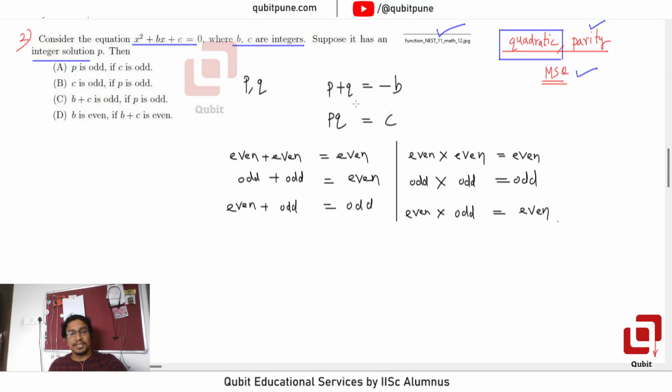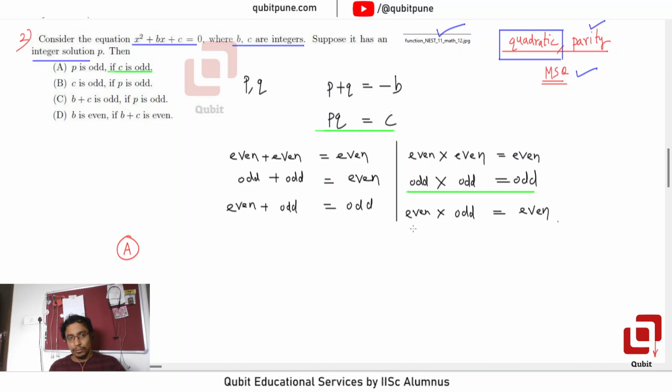Okay, what do you think of option A? Shreyas, what do you think of option A? Among the 6 things we have written here, which one applies to option A? So we'll have to look at the product of roots then. Exactly. C is odd. C is the product. So it's this. So without any hesitation, can we say that option A is correct?